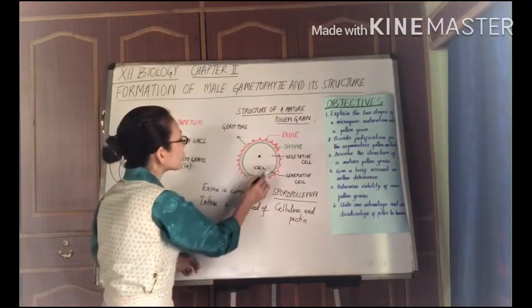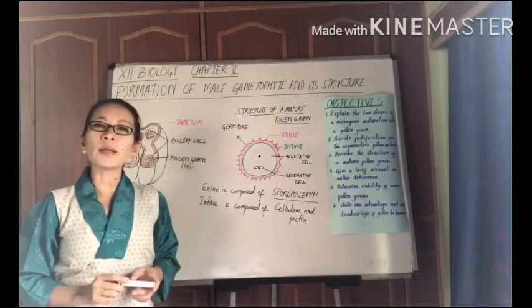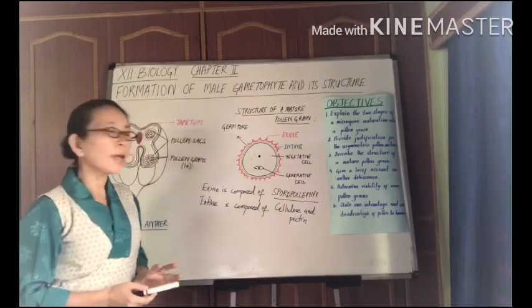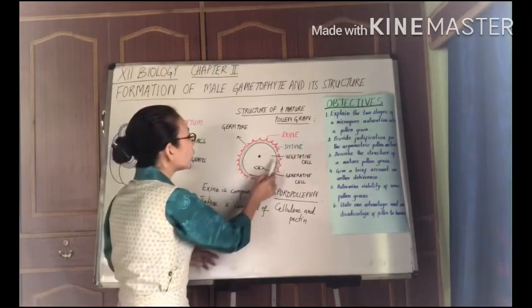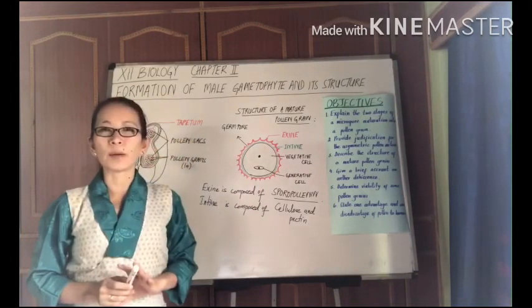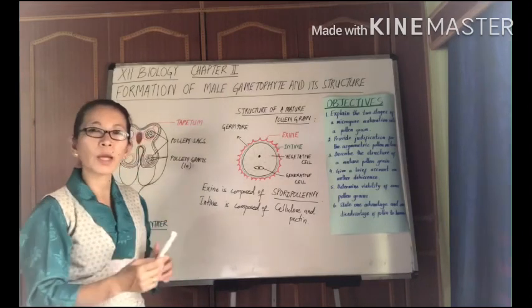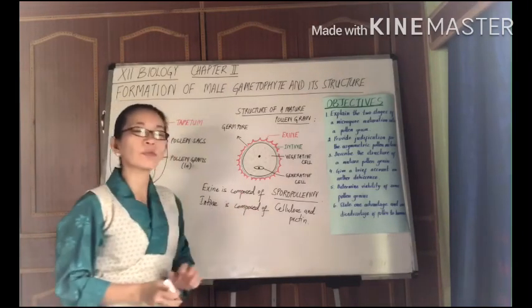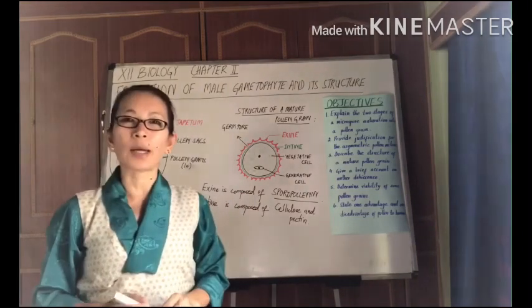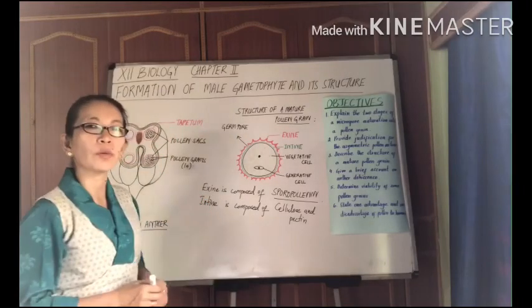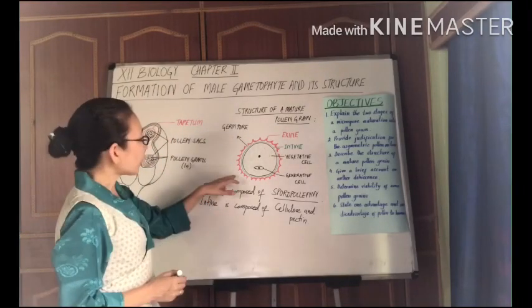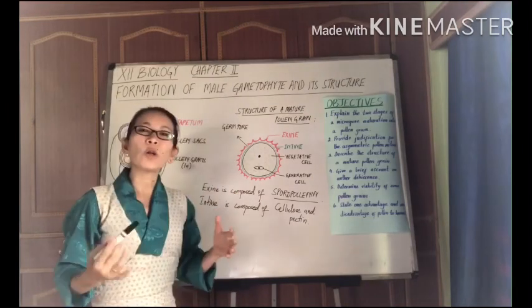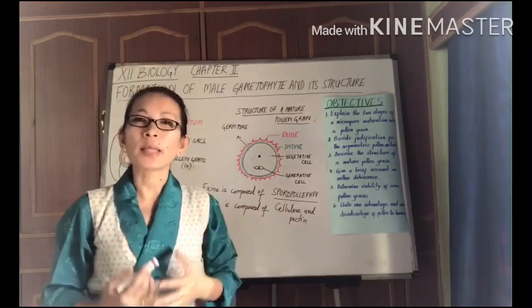Whereas the inner intine layer is a thin layer, and it is a very smooth, continuous layer. That is how we can differentiate between exine and intine. So these are the layers of the pollen grain. Then the pollen grain can have all different shapes and sizes.